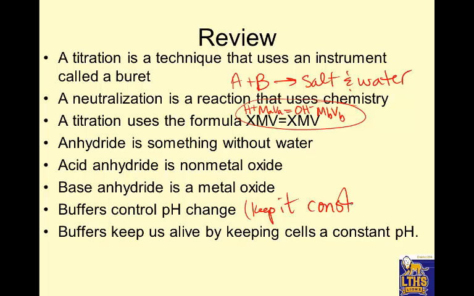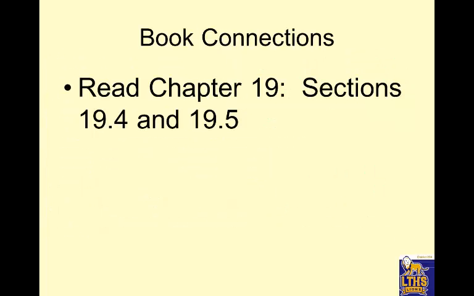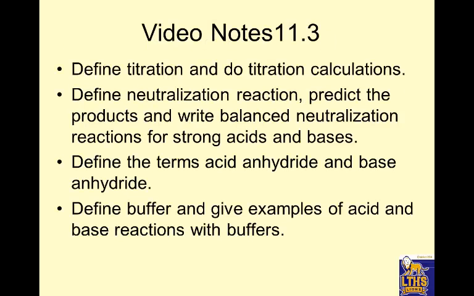Okay. So that's what you need to know about acids and bases. Chapter 19 helps. Can you define what a titration is and do a calculation for it using a neutralization reaction? Define some terms, acid anhydride, base anhydride. Define a buffer. Examples are buffers in your blood, and there's an acid and a base in buffers.